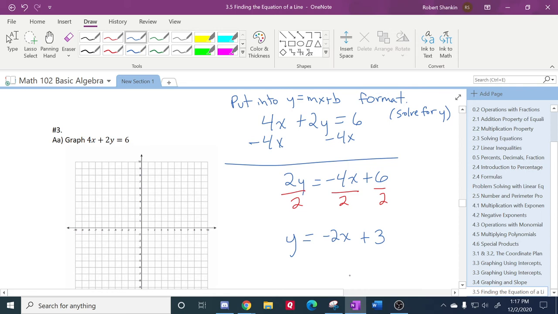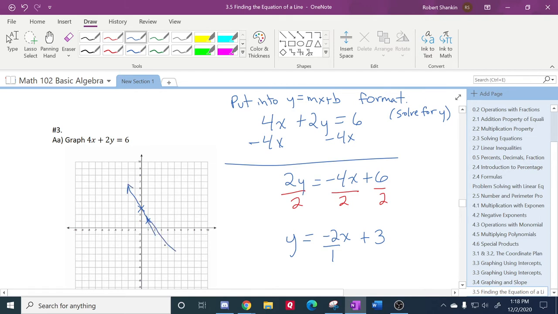Okay, so now go ahead and graph that. So I'm going to start with the y-intercept, 3. I'm going to do my slope, change this into a fraction. The top number is the rise, so I go down 2. The bottom number is the run, I go to the right 1. I mark right there. I connect these two.